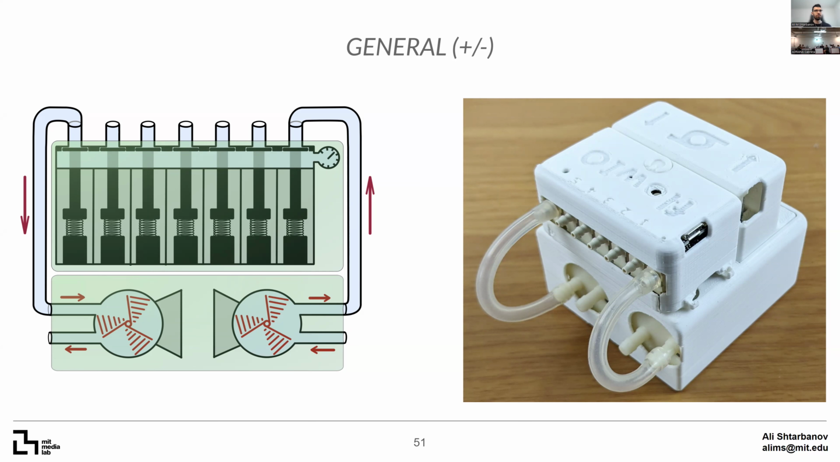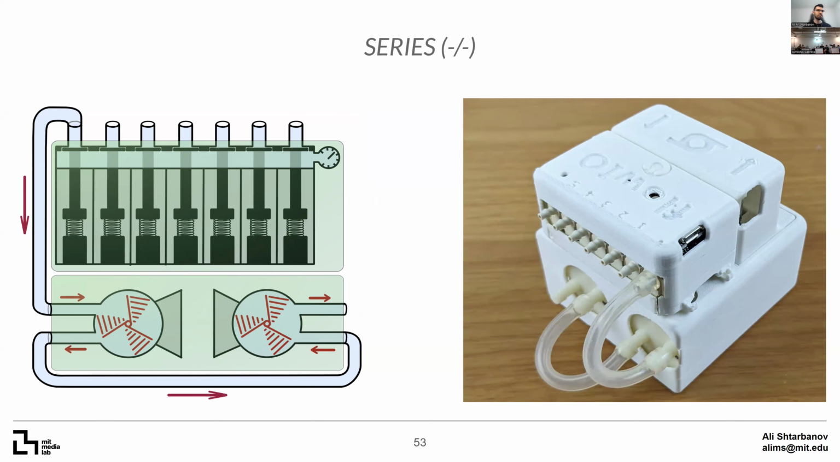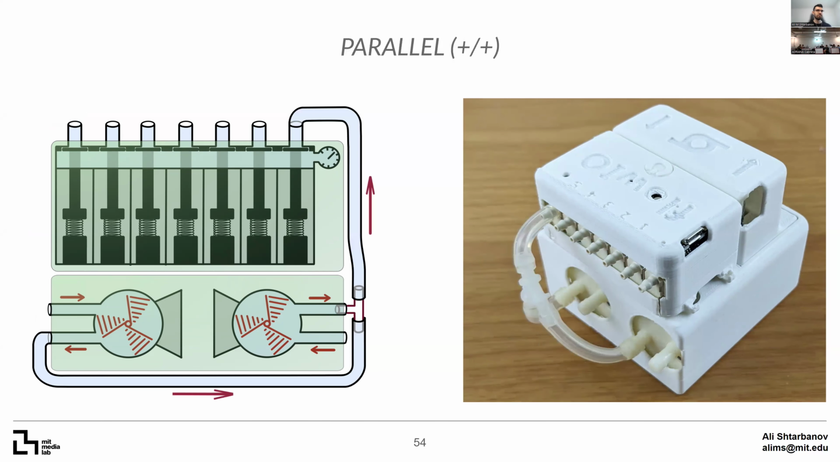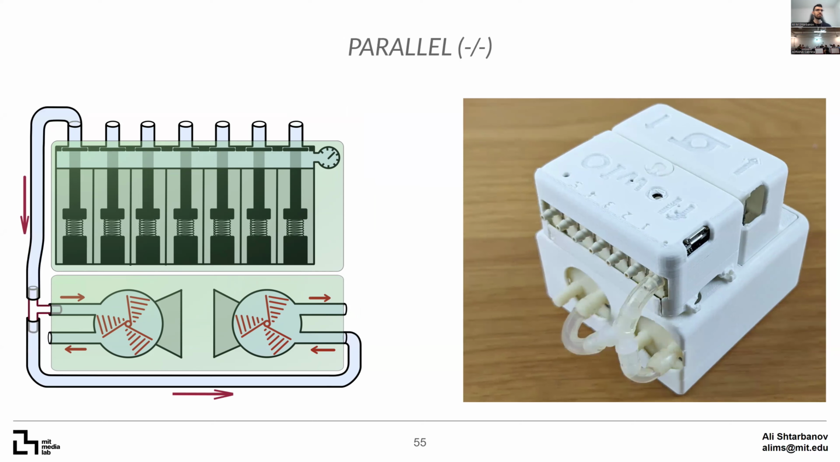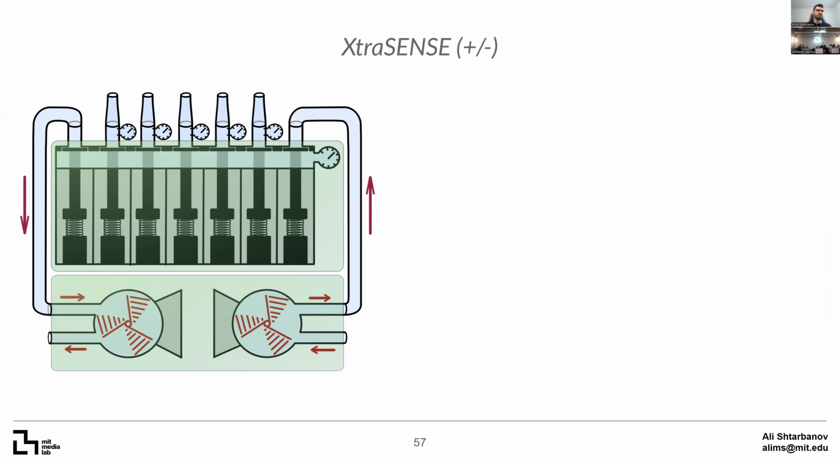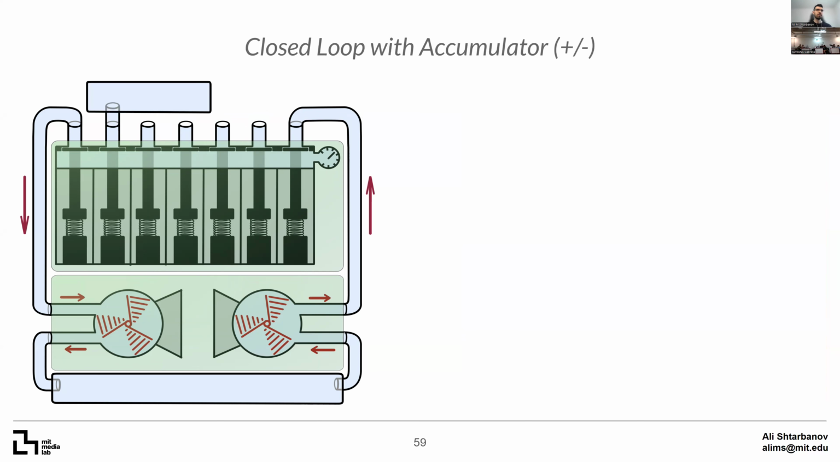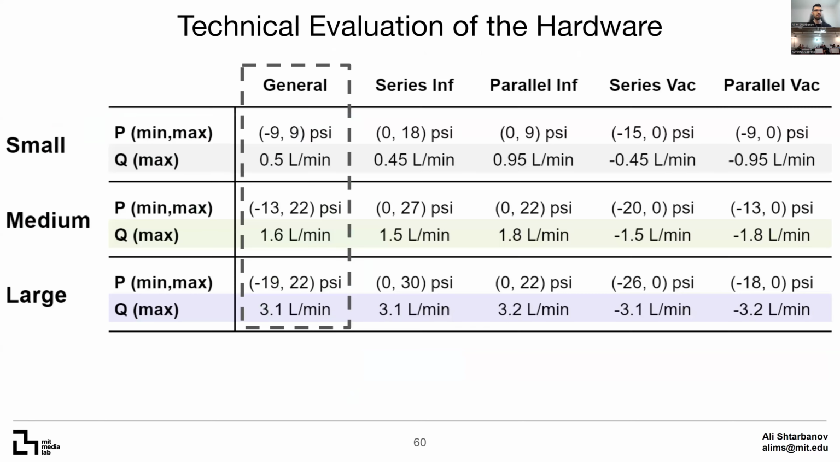by repositioning the tubes. And some of the other configurations include series inflation, series vacuum, parallel inflation, parallel vacuum, a split configuration, extra sense, a closed loop configuration where the same air can be recirculated, and a closed loop with accumulator, which is useful for buoyancy control applications in submersibles.